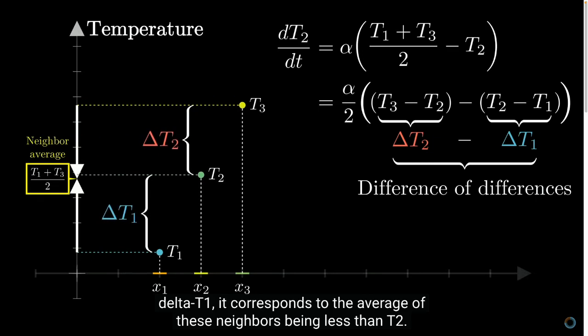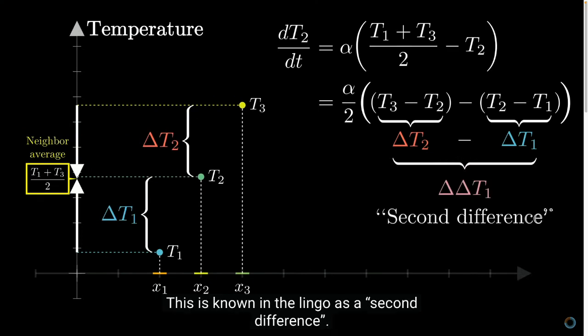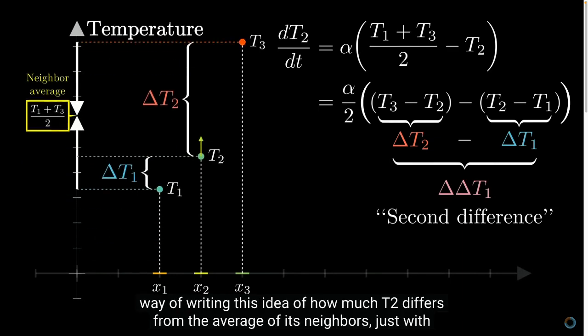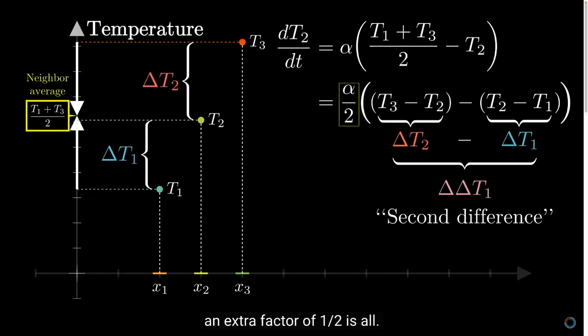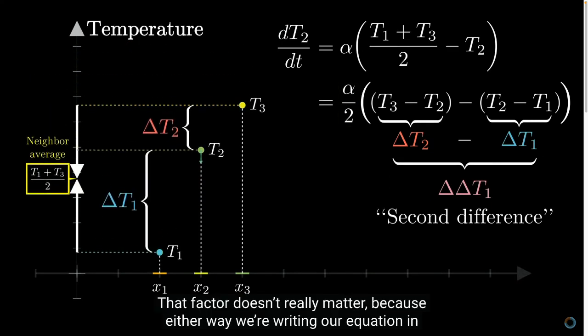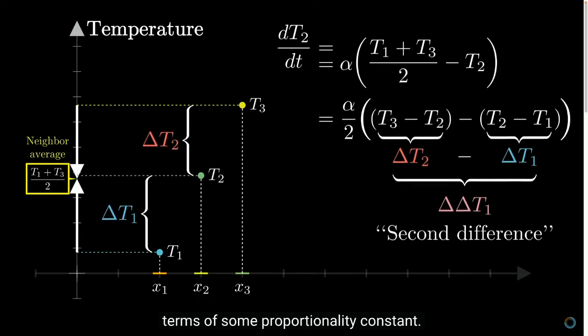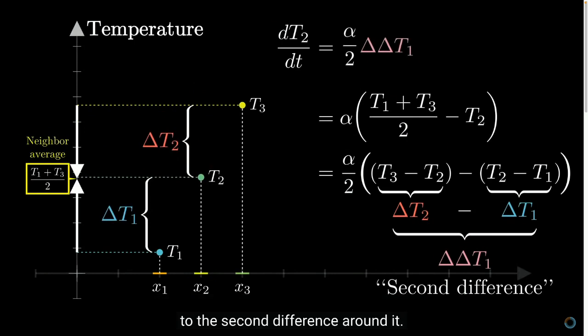We could be especially compact with our notation and write this whole term, the difference between the differences, as delta delta T1. This is known in the lingo as a second difference. If it feels a little weird to think about, keep in mind, it's essentially a compact way of writing the idea of how much T2 differs from the average of its neighbors. It just has this extra factor of 1/2, is all. And that factor doesn't really matter, because either way, we're writing this equation in terms of some proportionality constant. The upshot is that the rate of change for the temperature of a point is proportional to the second difference around it.